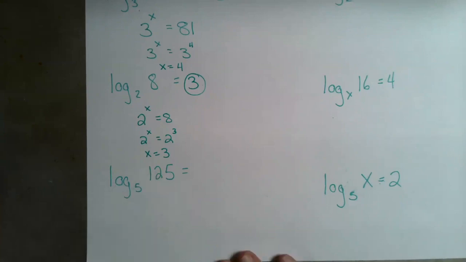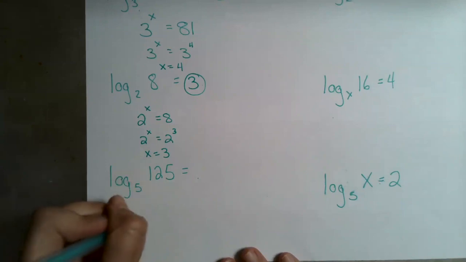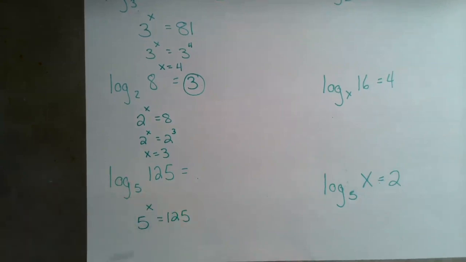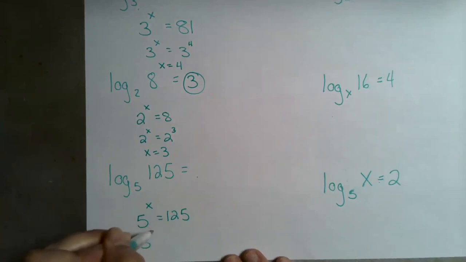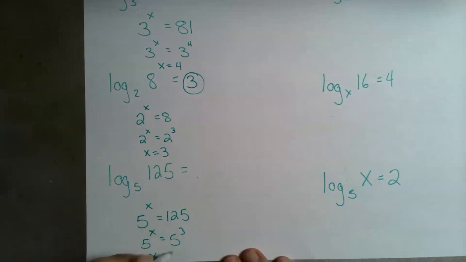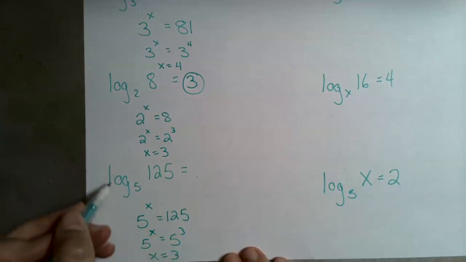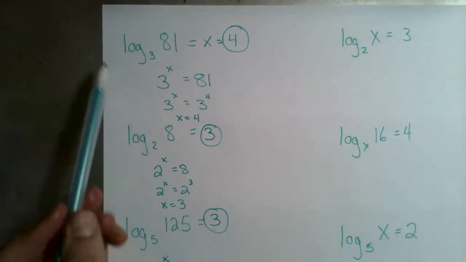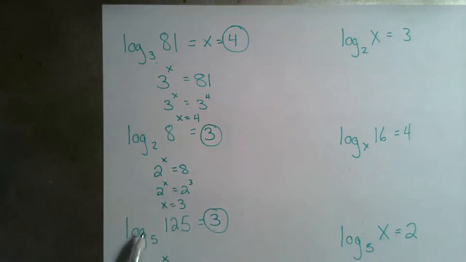All right, let's do it again. Log base 5 of 125. 5 to the what equals 125. 5 to the x equals 125. We know 125 is 5 cubed. And so we know that x equals 3. So log base 5 of 125 equals 3. So that's our first 3 examples of evaluating logarithms.